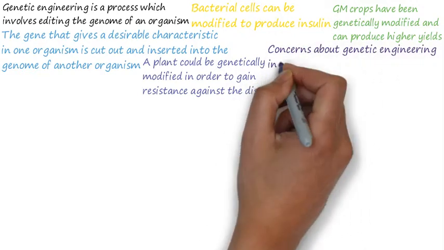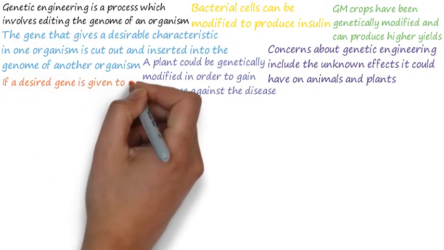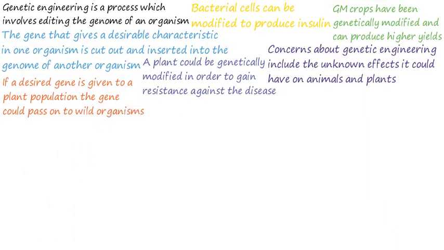Concerns about genetic engineering include the unknown long-term effects it could have on animals and plants. For instance, if humans eat GM crops, there could be unknown health risks associated with them. Another issue could be the spreading of these genes. If a desired gene is given to a plant population, the gene could pass on to the wild, unmodified organisms and cause some serious issues.